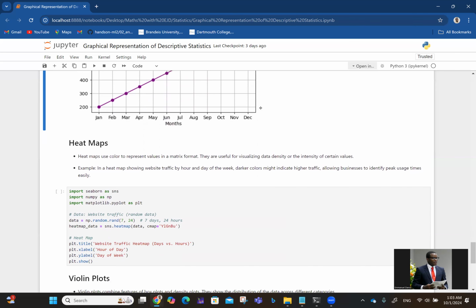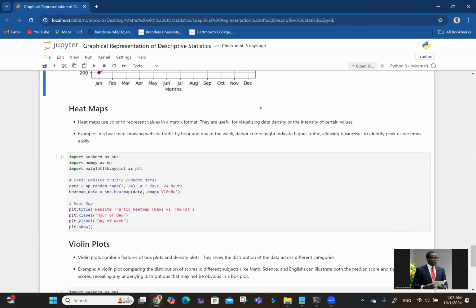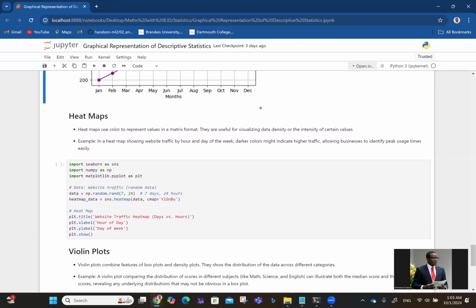All right. Then we also have heat maps that are really useful. Heat maps use color to represent values in a matrix format. They are useful for visualizing data density or the intensity of certain values. For example, in a heat map showing website traffic by hour and day of the week, darker colors might indicate higher traffic, allowing businesses to identify peak usage times.